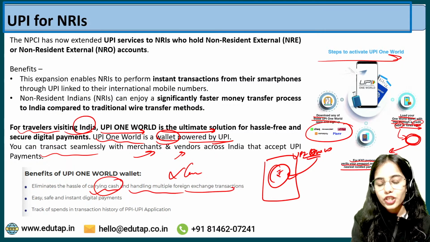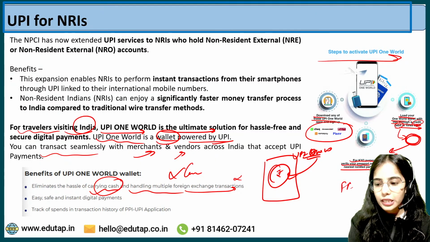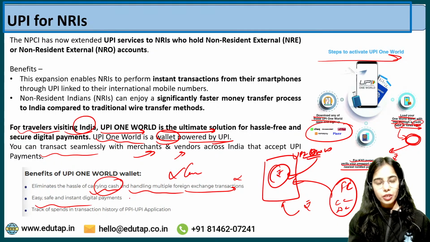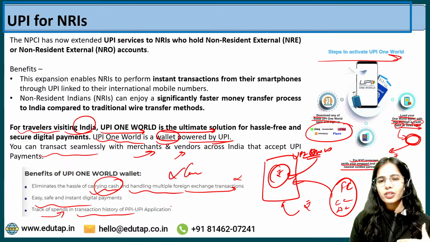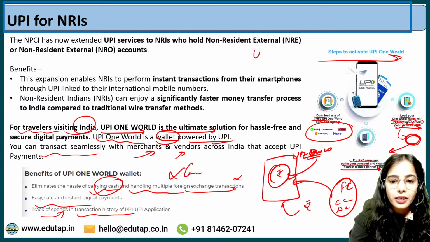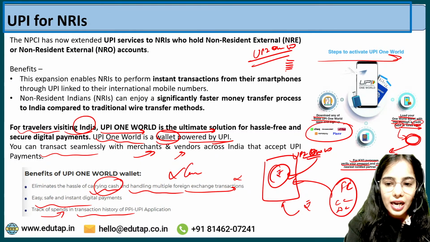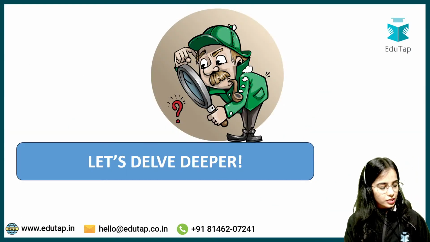Handling multiple foreign exchange transactions is not required now. You have just transferred the money from your forex card, credit card or debit card, and you have got the rupees in your UPI One World. Easy, safe and instant digital payments can happen. You can also track spend in the transaction history, that is, where you have spent what. Since you are doing the transactions through UPI One World, in that you can track where you have done the spending. Okay, so this is it. We have discussed the different UPI features.